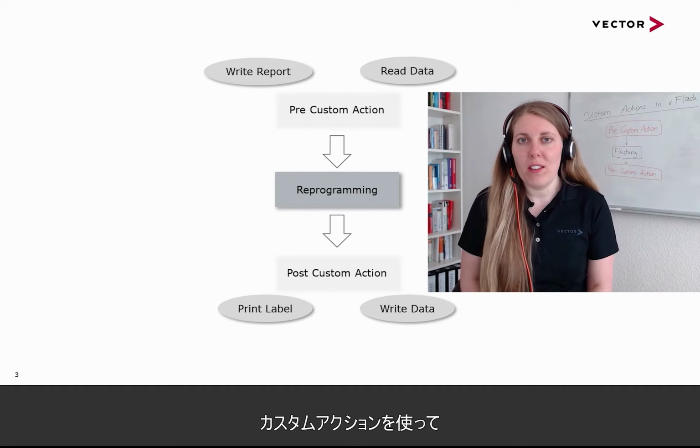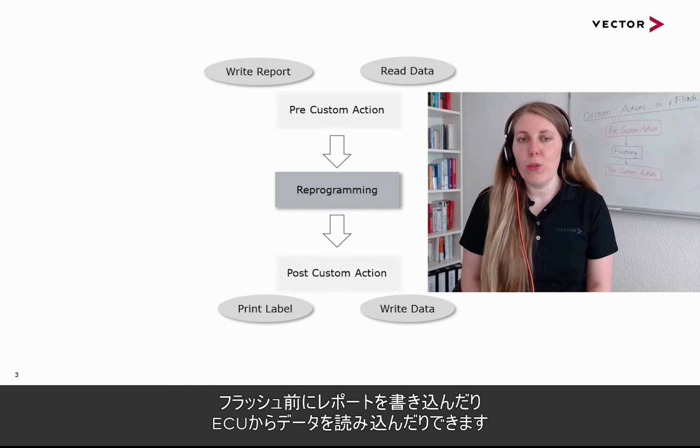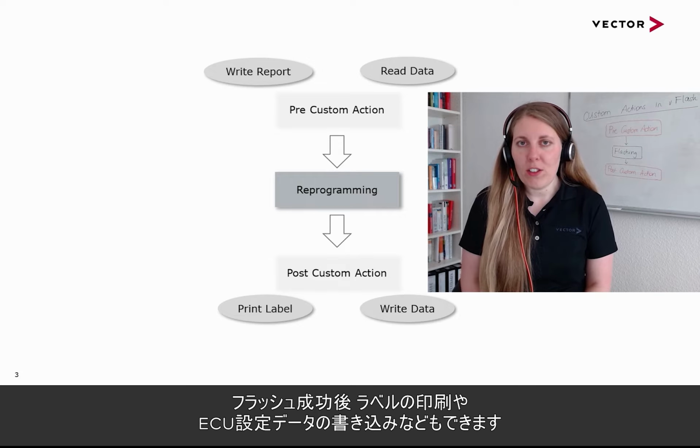There are a lot of use cases for custom actions. You could, for example, write a report before the flashing or read some data from the ECU. If flashing was successful, you could also print a label or write some data to the ECU for calibration.